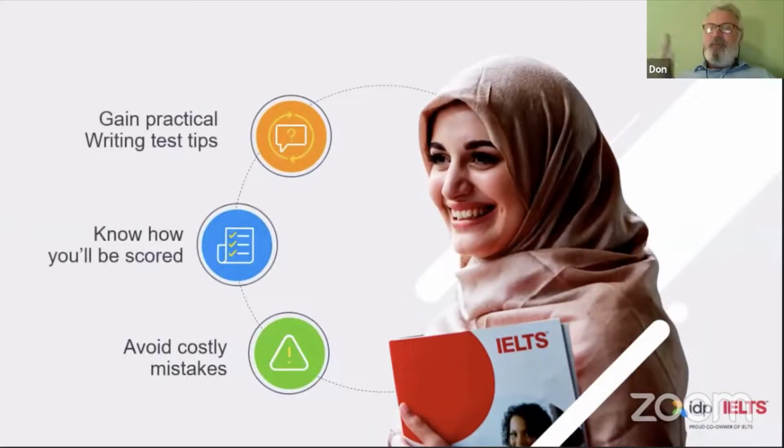Now, when we talk about IELTS writing and how it's marked, there are two things that you have to think about. The first thing is, what sort of tasks do we give you in the writing? What do you have to do to show that you are able to write in English? And the second thing is, what are the criteria that we use to assess the writing?